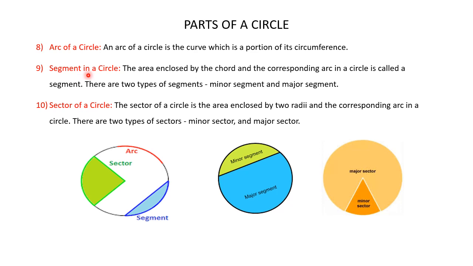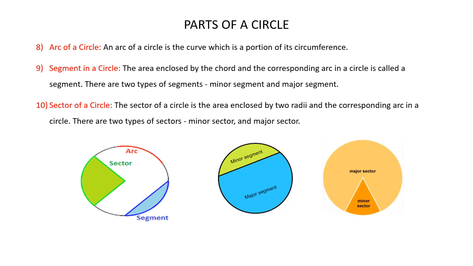Segment in a circle. The area enclosed by the chord and the corresponding arc in a circle is called a segment. There are two types of segments, minor segment and major segment. Now as you can see in this diagram, this is the area enclosed by the chord and the corresponding arc of the circle. This area is known as the segment of the circle.